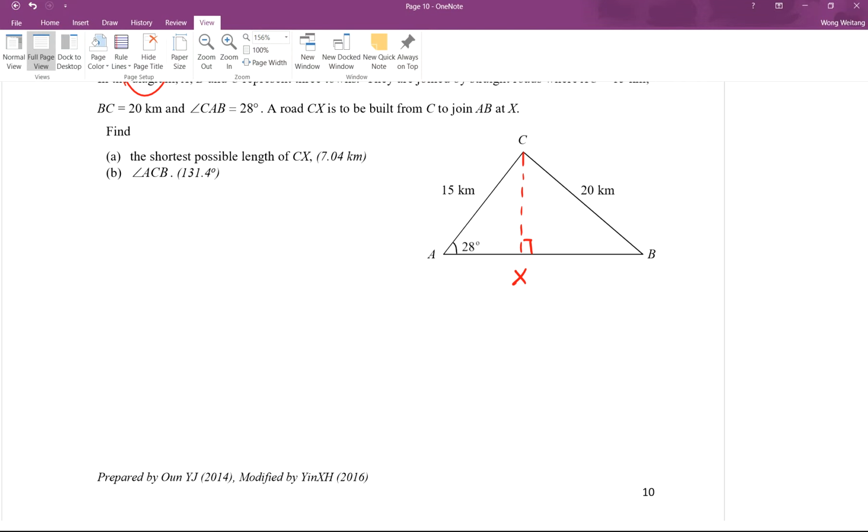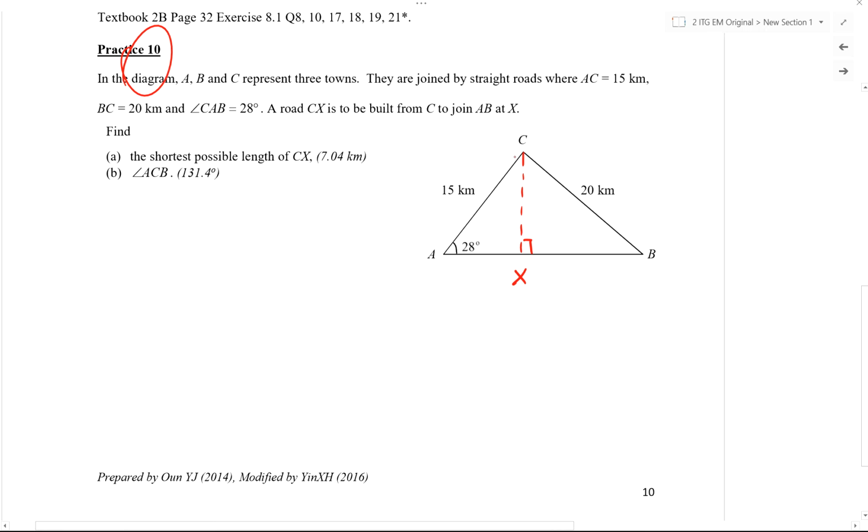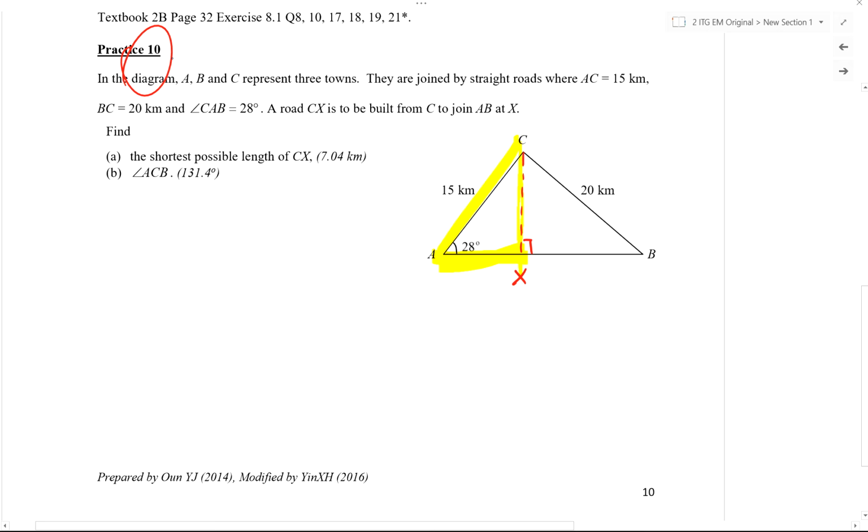So like I said, in your syllabus for Sec 2, you need to be able to identify all the important right angle triangles. Here, we have one right angle triangle with the angle 28 degrees. We have the hypotenuse 15 kilometers, and we only have one side. What is this side CX called in relation to 28 degrees? Is it the adjacent, opposite, or hypotenuse? Opposite side, yes. So which Trigo ratio do you think we should be using over here? I've got opposite, I've got hypotenuse, so which Trigo ratio?